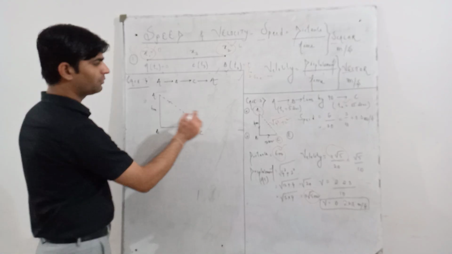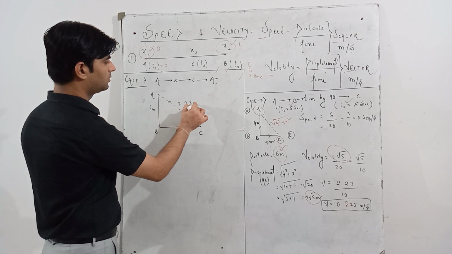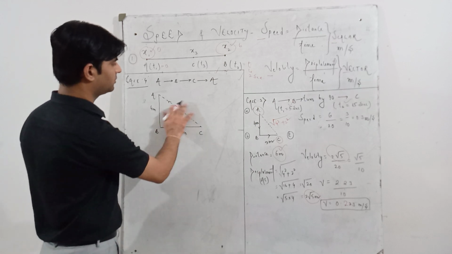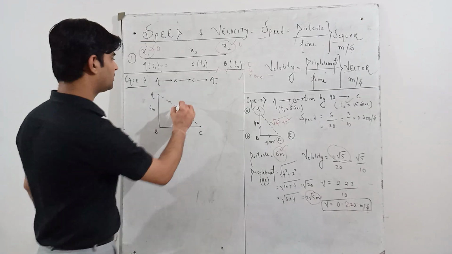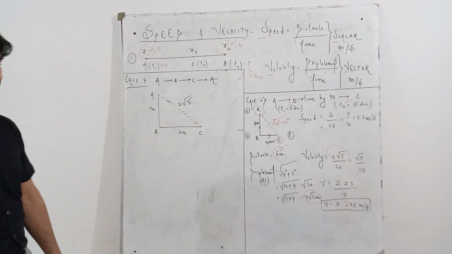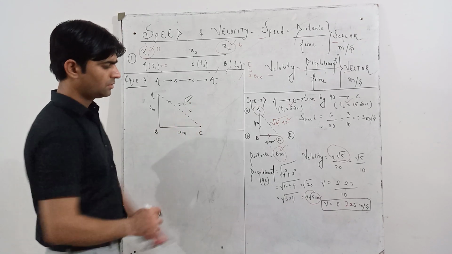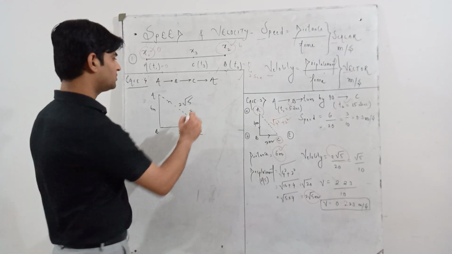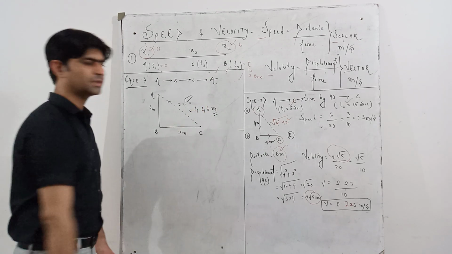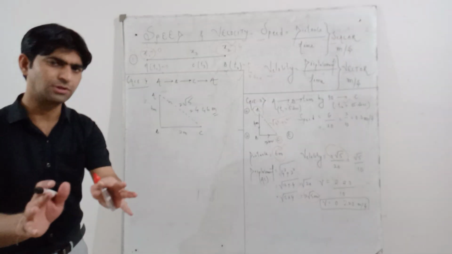This we have already calculated, it is 2 root 5. So 2 root 5, root 5 is 2.23 I have taken, so this becomes 4.46 meter. I am talking only about the concept.